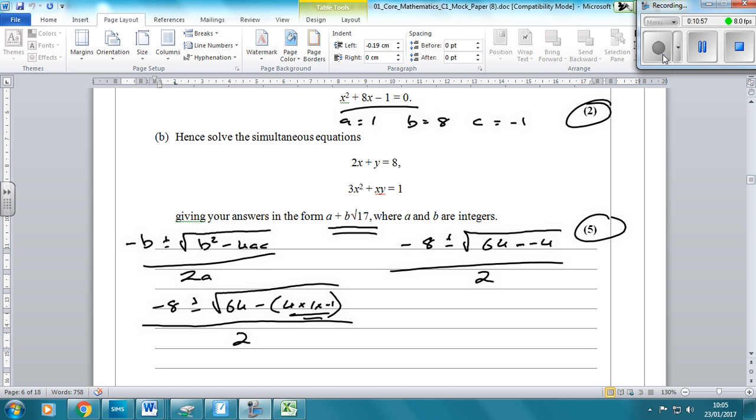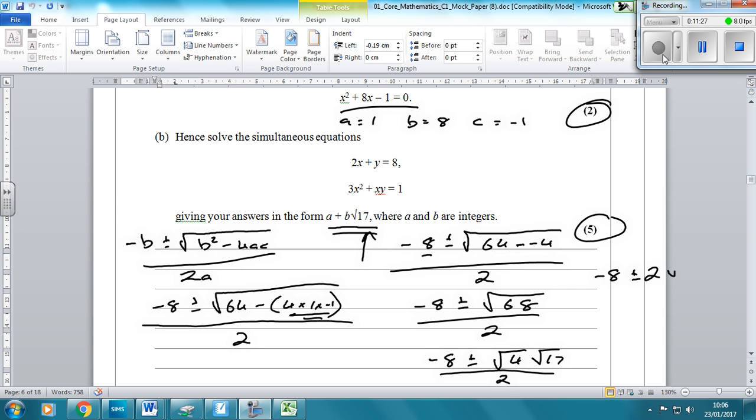Now the mistake that a lot of people made on the exam was they only divided the 8 by 2. But first of all, we're going to simplify this fraction. So we've got minus 8 plus or minus the square root of 68 divided by 2. Now you know that your answer is going to have a root 17 in it. So minus 8 plus or minus the square root of 4 times the square root of 17, that's what 68 is, 4 times 17, all divided by 2. Which we then simplify, minus 8 plus or minus the square root of 4 being 2, so that's going to be 2 root 17 over 2. So our two answers are minus 4 plus square root of 17, because you divided the 2 by 2, and minus 4 minus the square root of 17.